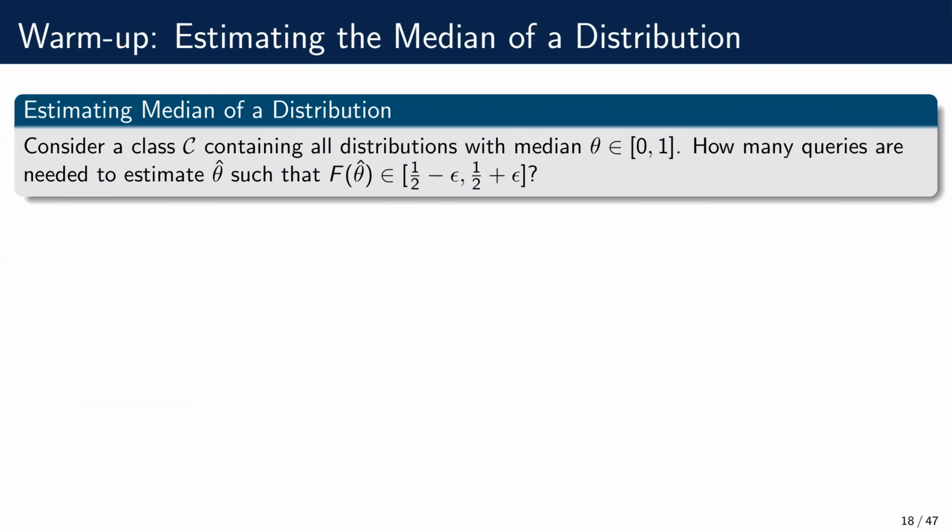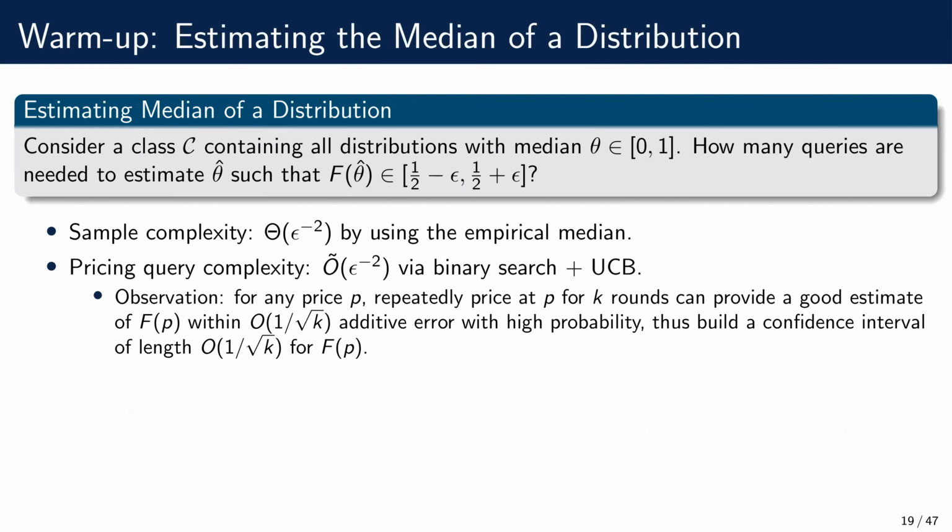So let's start with estimating the median of a distribution. For a distribution with median between 0 and 1, how many queries are needed to estimate the median such that the corresponding quantile of the estimated median is within epsilon from half? The sample complexity is exactly 1 over epsilon squared by using the empirical median. And we show that we can use the same number of pricing queries, up to a polylog factor, to find a good estimate of the median. The idea is the following observation.